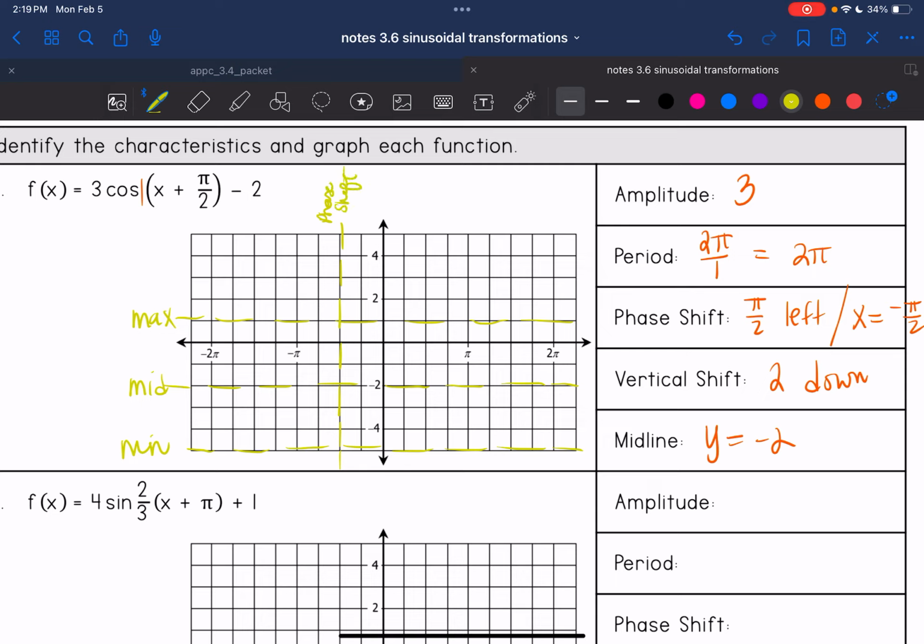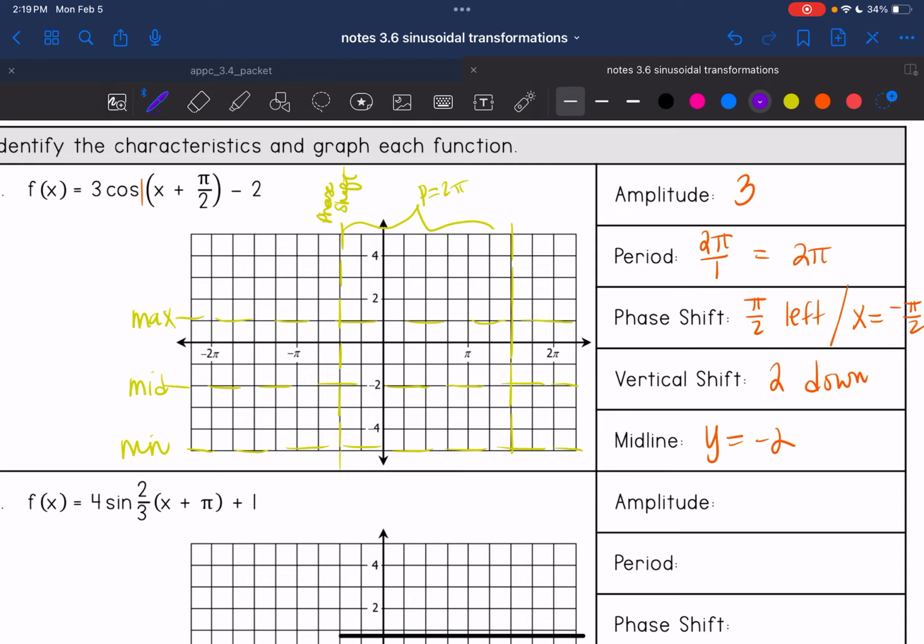Okay, then it needs to have a period of 2 pi. So 2 pi is right here. That doesn't mean it's going to end there because we didn't start at 0. We're starting 2 squares before 0. So you could just do the shortcut and do 2 squares before the 2 pi. So period equals 2 pi.